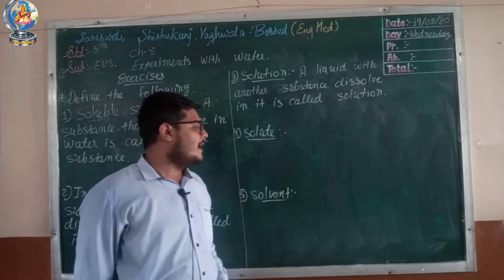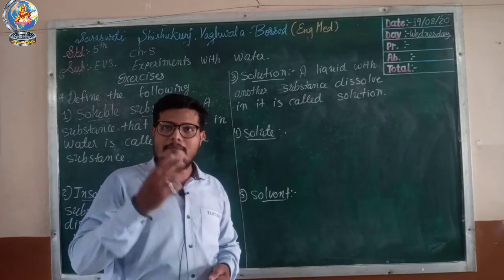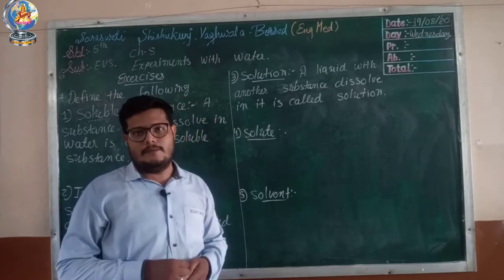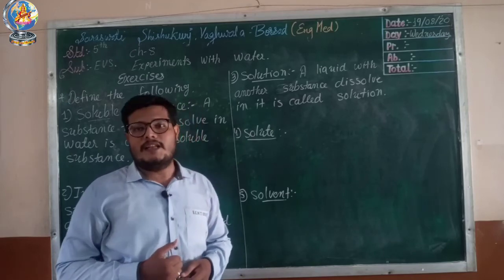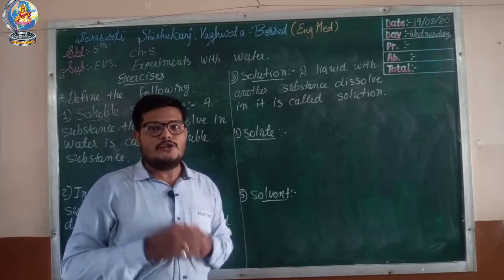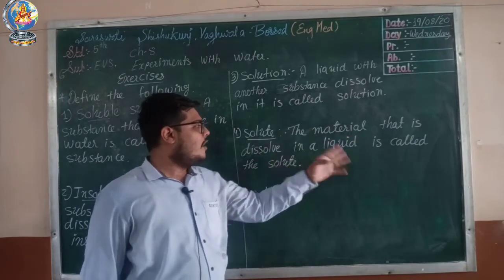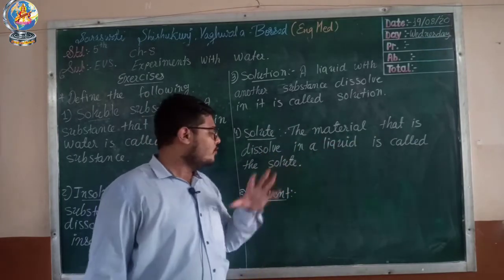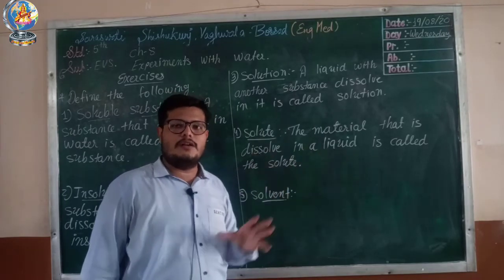Okay, let's see next one, that is solute, right? So solute means a substance or a material that dissolves in a liquid. A substance, or you can say material that dissolves in a liquid, that is called your solute. So let's write definition. Definition is the material that is dissolved in a liquid is called the solute, right?